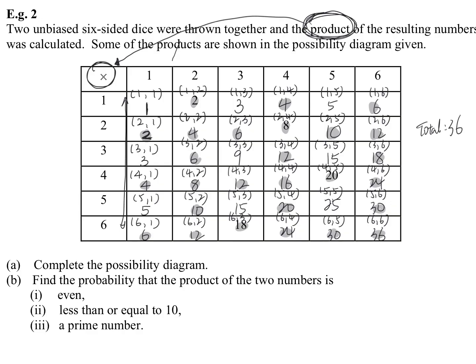So how many of them are colored? Or you can see how many non-colored ones. 1, 2, 3, 4, 5, 6, 7, 8, 9. 9 not colored. So you minus off 9, it is 27 out of 36. So the probability that the product is even is this one, 3/4. If you don't like fractions, you can give me decimal, but don't give me percentage unless the question asks.